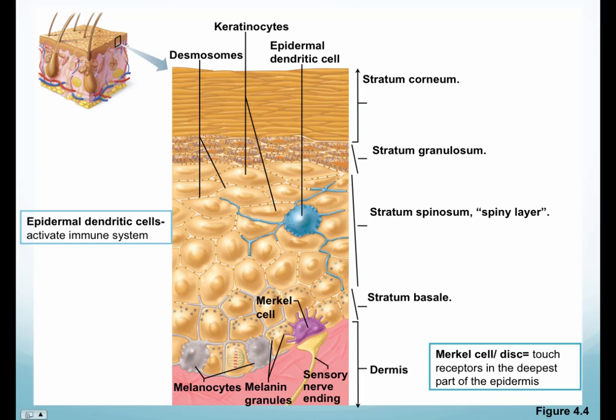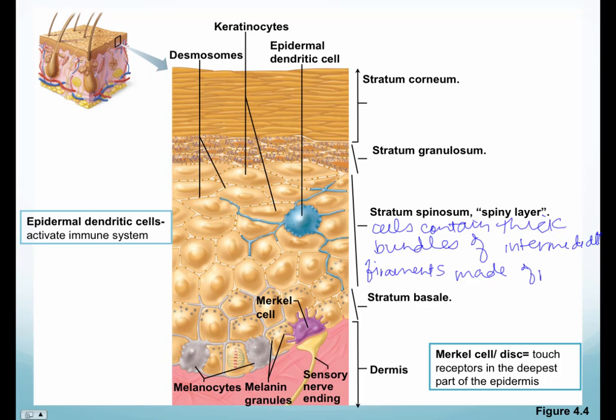Okay, so stratum spinosum, these cells contain thick bundles of intermediate filaments made of pre-keratin. But you also notice why they're called the spiny layer, spinosum, is because of all these little connections in between each of these cells.